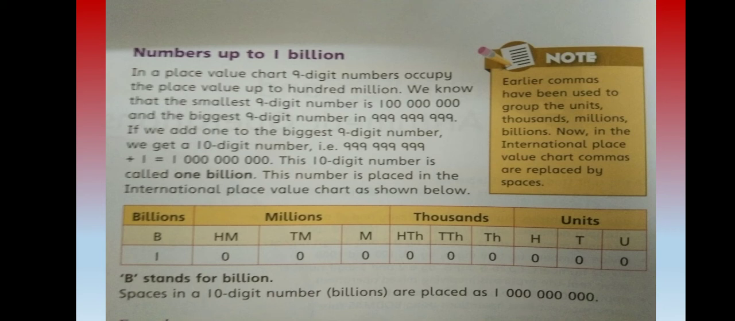Now there's a note on the right corner. Earlier, commas have been used to group the units, thousands, millions, billions. Now in the international place value chart, commas are replaced by spaces. So you can see in the last line of this page, there are spaces placed after every 3 digits, but in our previous classes we placed commas after every 3 digits. So this is the international system, that we place spaces but do not use commas.